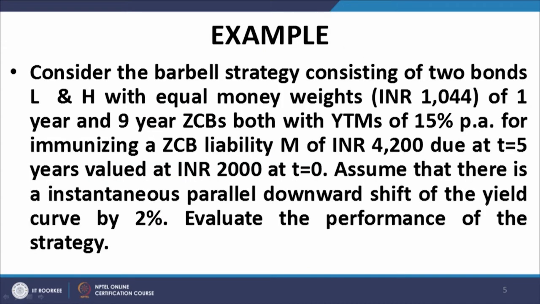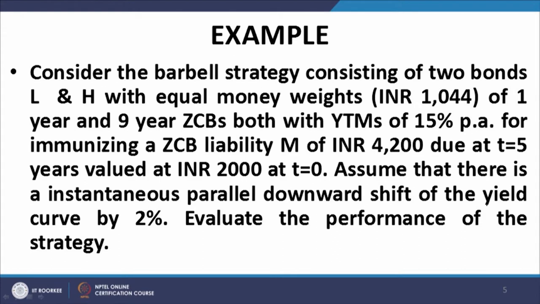Consider the barbell strategy consisting of two bonds L and H with equal money weights. L is a low maturity bond, H is a high maturity bond, with equal money weights of INR 1044. How this 1044 figure has been arrived at, I will show in the solution. Of 1 year and 9 year zero coupon bonds, L is a 1 year zero coupon bond of initial value 1044, initial value, please note, not the final value, and H is a 9 year zero coupon bond with initial value 1044 and YTM of 15%. YTM of both the bonds L and H is 15%, and the liability to be immunized is a zero coupon bond M of INR 4200, which is due at T equal to 5 years, and it is valued at INR 2000.